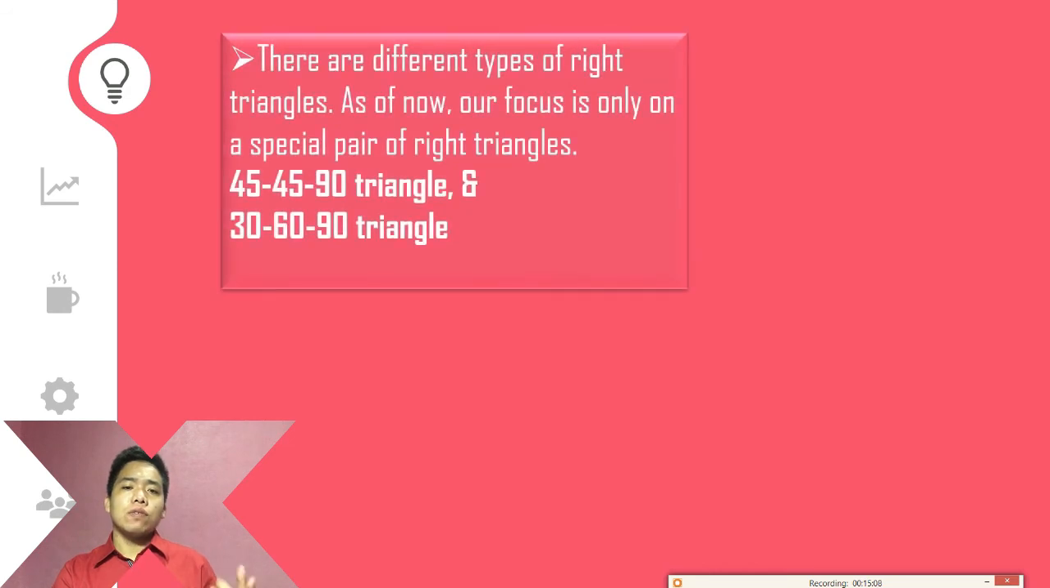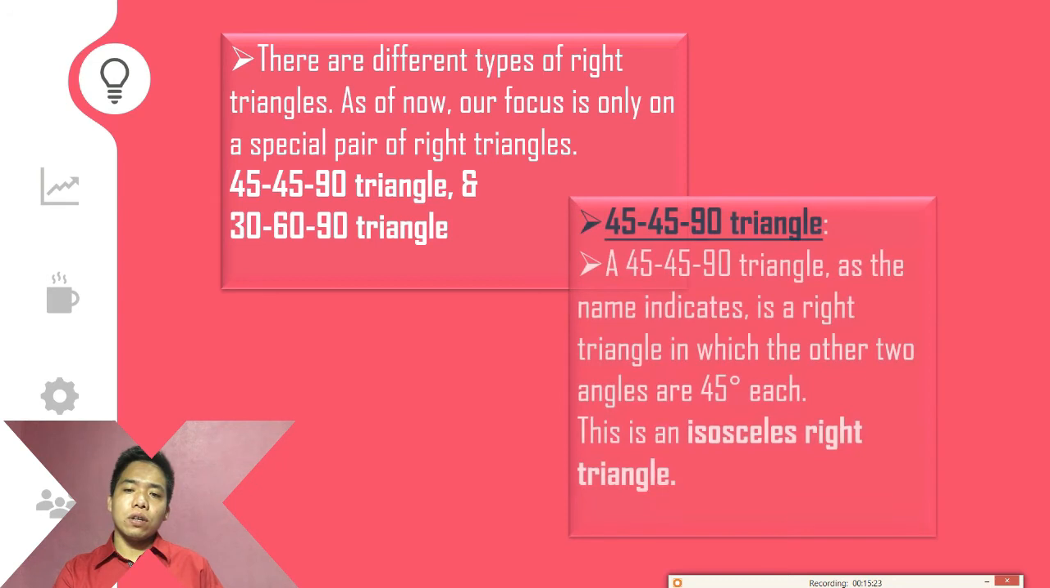Okay, so there are different types of right triangles. As of now, our focus is only on a special pair of right triangles, the 45-45-90 triangle and the 30-60-90 triangle. So the 45-45-90 triangle, from its name, has two angles measuring 45 degrees and the other one is 90 degrees, totaling 180 degrees. And this is an isosceles right triangle.